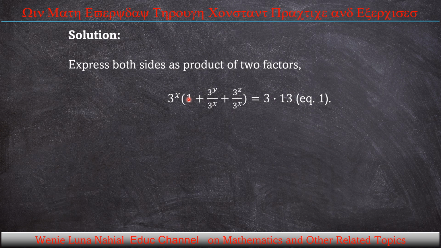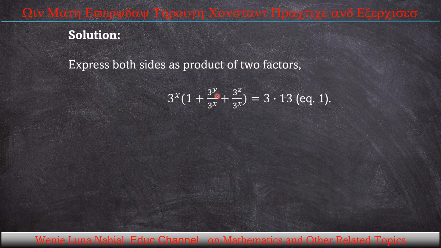In doing this, we consider the first term of the given equation, 3 raised to x. We take that outside the quantity. But notice that we also divide 3 raised to y by 3 raised to x and 3 raised to z by 3 raised to x. That is because if you are going to distribute 3 raised to x inside the quantity, the original terms will result. For example, 3 raised to x times 1 is equal to 3 raised to x. 3 raised to x times this second term, you can cancel 3 raised to x.